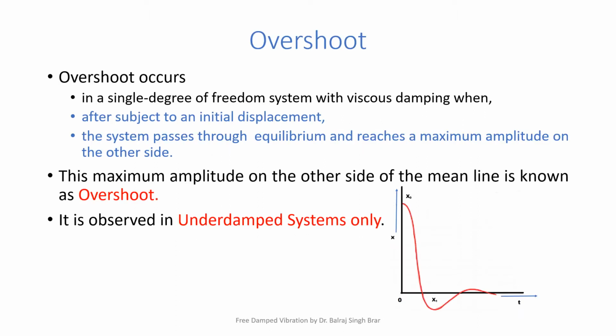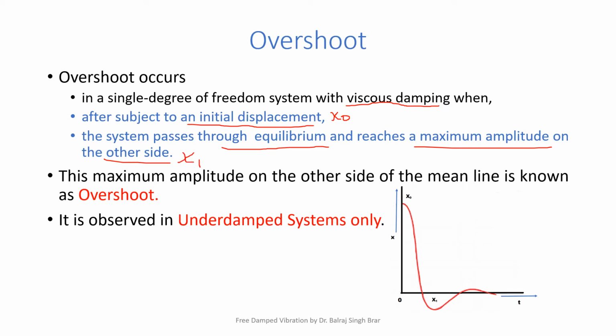Overshoot occurs in a single degree of freedom system with viscous damping, when after being subjected to an initial displacement, say x naught, the system passes through the equilibrium mean position and reaches a maximum amplitude on the other side, denoted as x1.